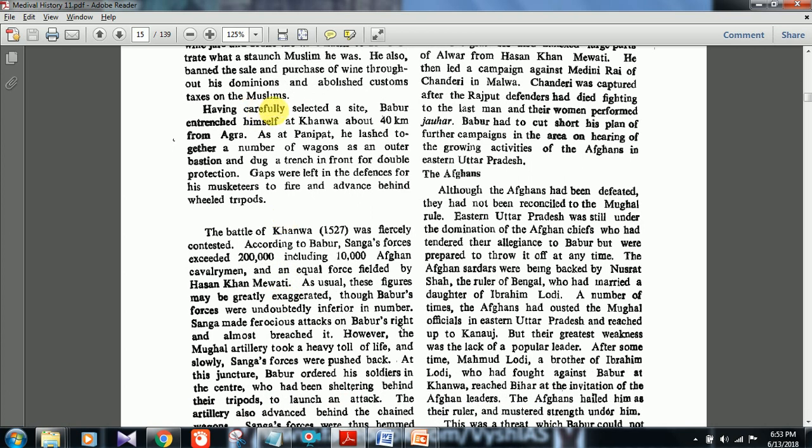Having carefully selected a site, Babur entrenched himself at Khanwa, about 40 km from Agra. Okay, so that is where the Battle of Khanwa will happen. As at Panipat, he lashed together a number of wagons as an outer bastion and dug a trench in front for double protection. Gaps were left in the defences for his musketeers to fire and advance behind wheeled tripods. Okay, so these are all very much detailing, very much detailing into the method of war and what all he did.